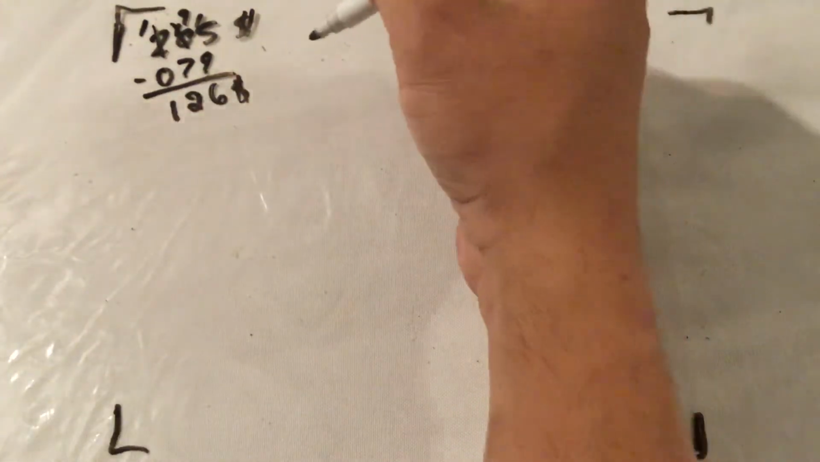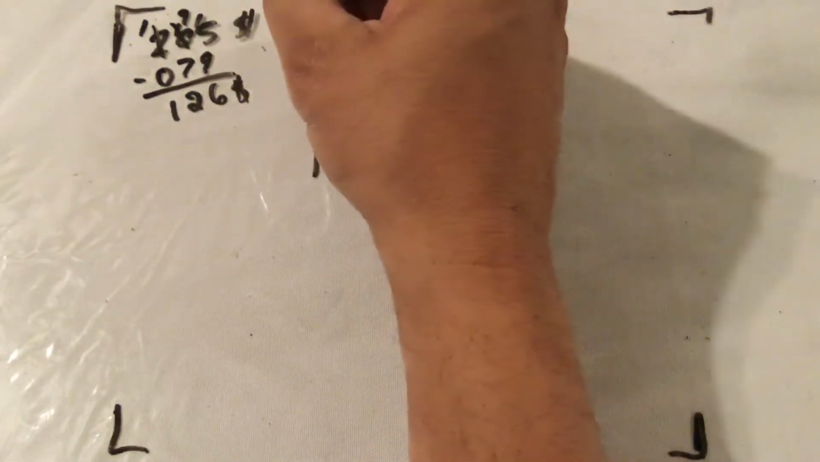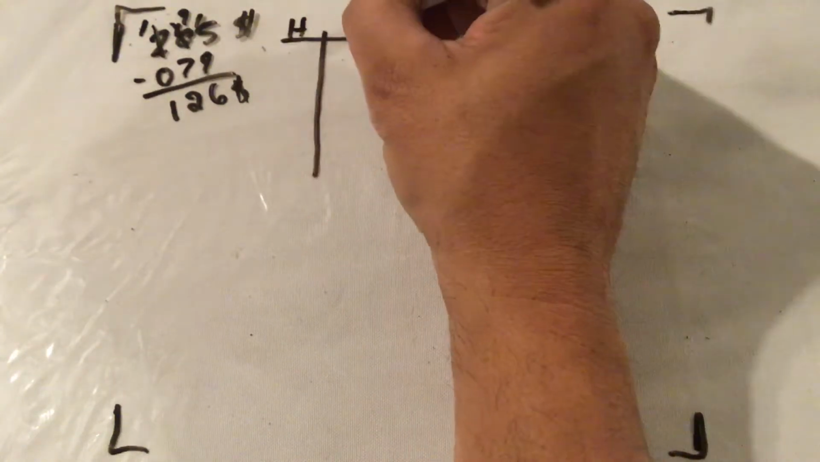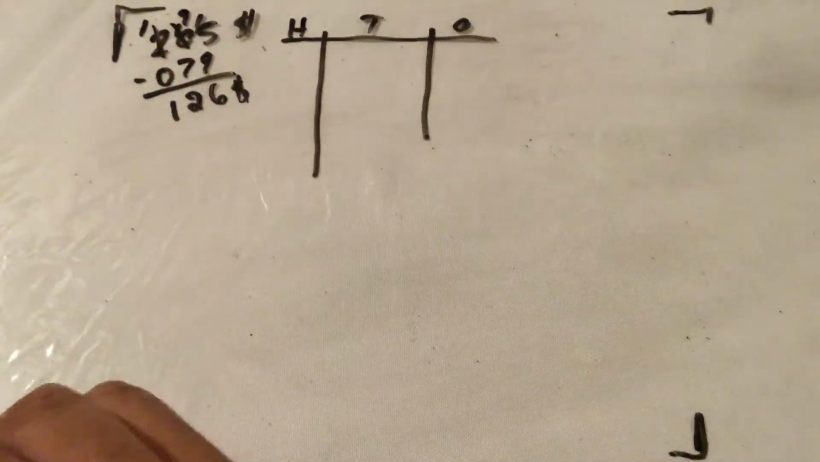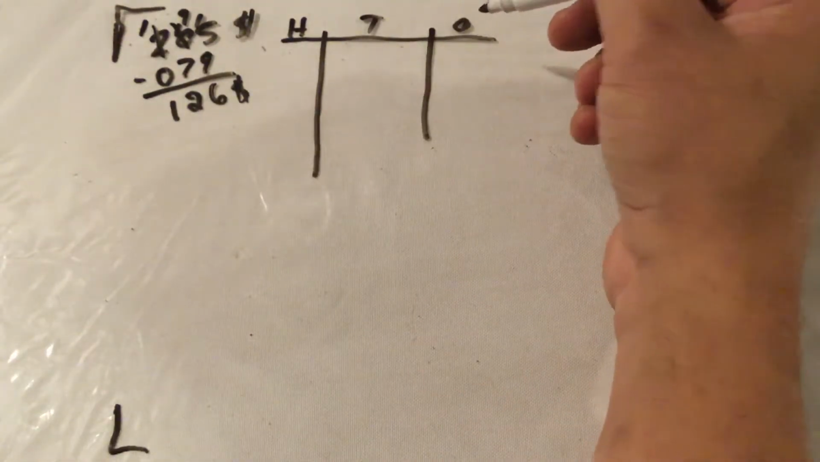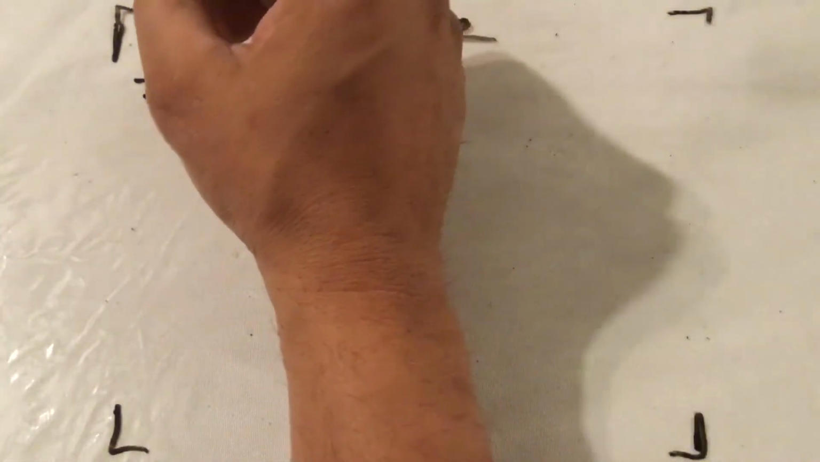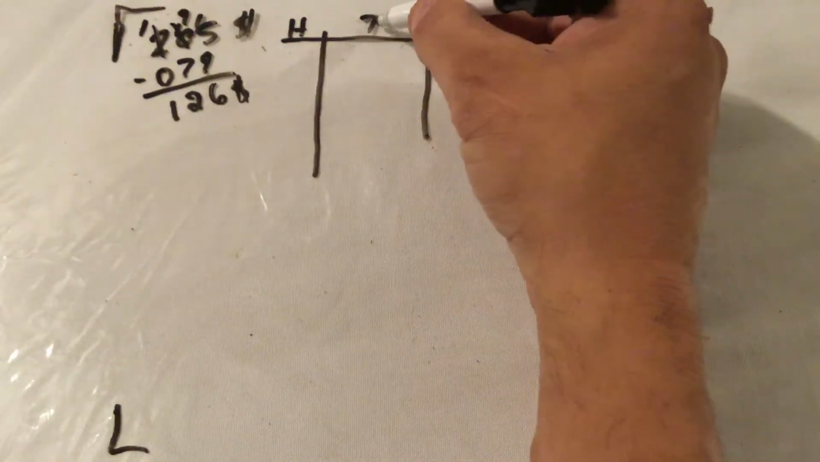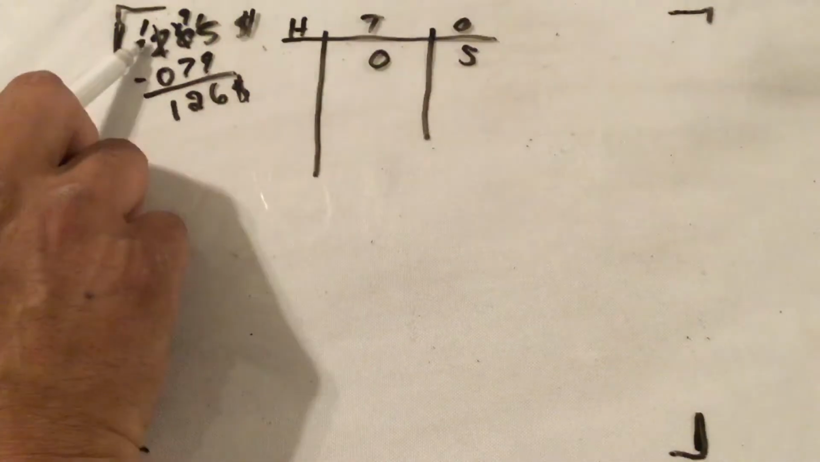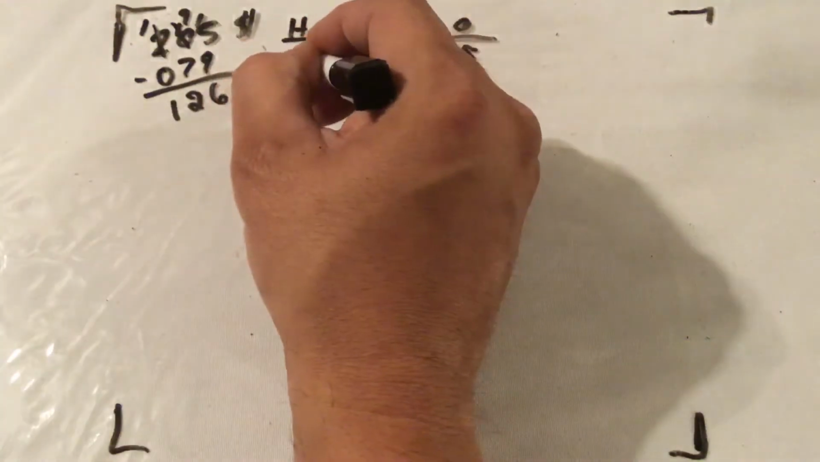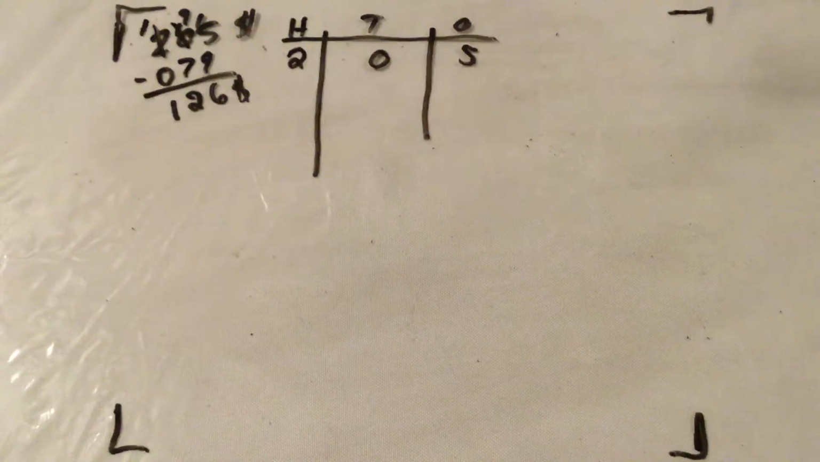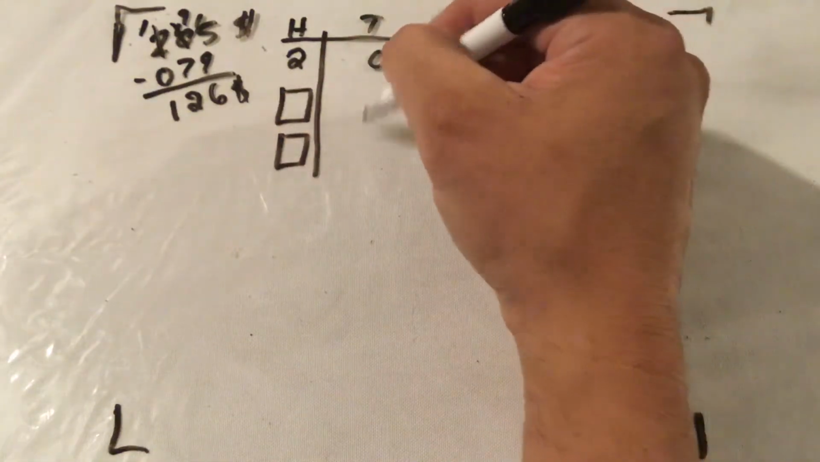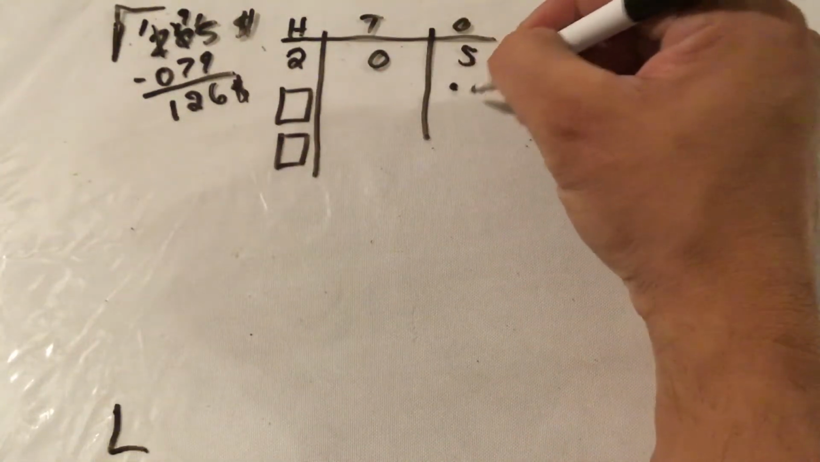Okay, now another way we could do that is to do it in base blocks. So this is the hundreds, tens, and ones. So first you'd start out with 205. So how many ones is in 205? Would be 5. Then tens is 0, and 2 would be in the hundreds. Okay, so in base blocks that would be 2 flats, 0 longs, and 5 ones.